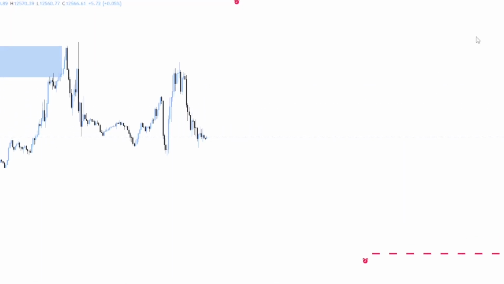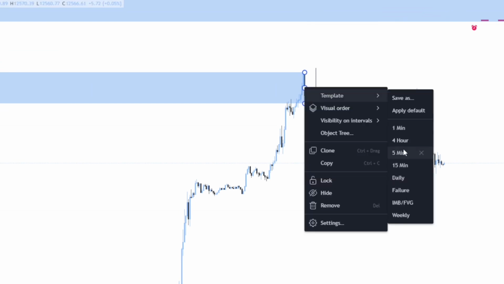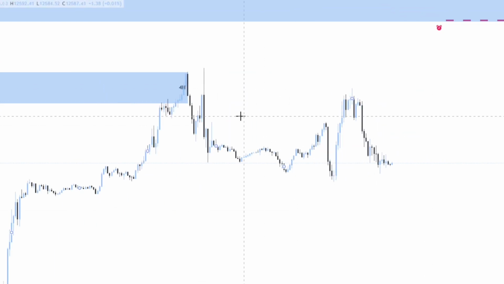So I'm going to hop on the 15-minute. I'm going to give it a 4-hour tag. I like to do this to organize my charts. I highly suggest everyone please use that template and mark up your charts. This is your personal guide. This is what's going to make you money. So keep it organized.